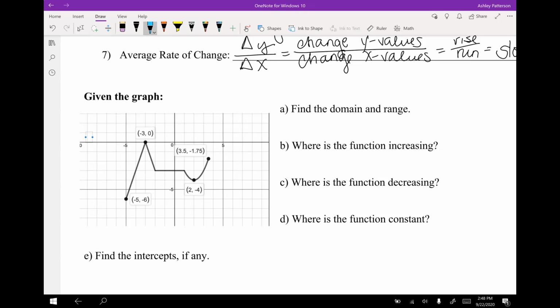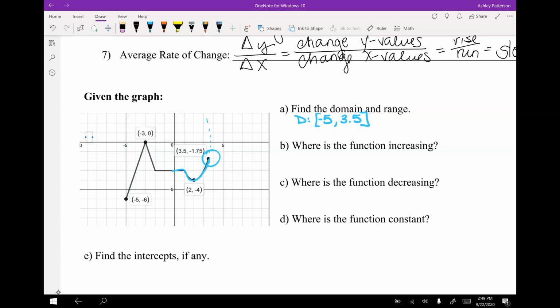Okay, domain. Domain represents the set of all x values. If I look, the smallest x value is a -5, and it is a closed circle. So I'm going to say bracket inclusive -5. My function doesn't look like there's any holes. And it appears right here at 3.5 is where the x values will stop. So I'm going to do a 3.5 bracket because it's inclusive.